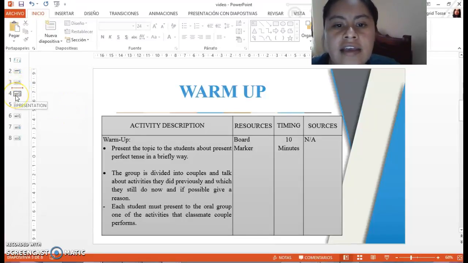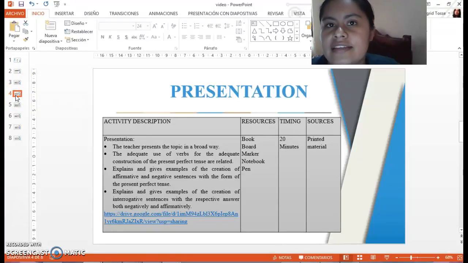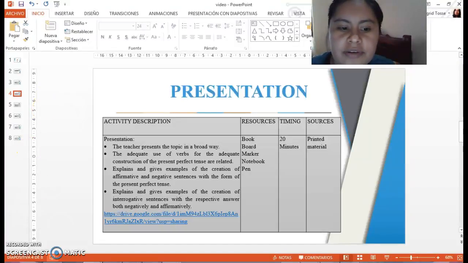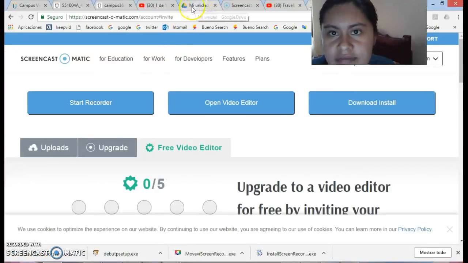And then I present the next stage, which is presentation. In this stage, the time established is 20 minutes. The teacher uses the following resources: book, board, marker, notebook, and pen. The idea is that the teacher presents the topic in a broad way: in what moment the present perfect tense is used, how it is formed, and what the construction is. With this I present an example.